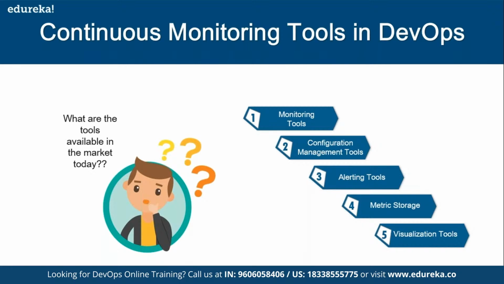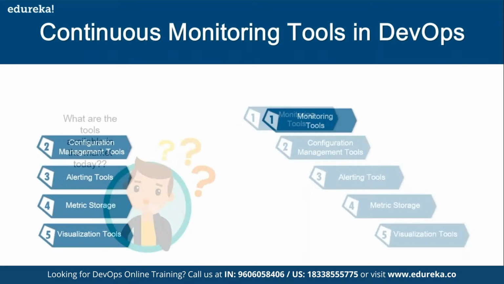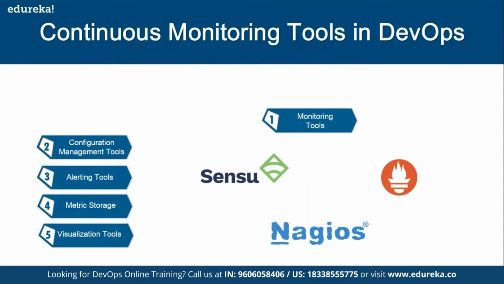The first one is monitoring tools. A good monitoring platform lets you monitor infrastructure and application performance, whether on-prem, in the cloud, or across containerized environments, so you have complete visibility into every system all the time. Some of the tools are Sensu, Nagios, Prometheus.